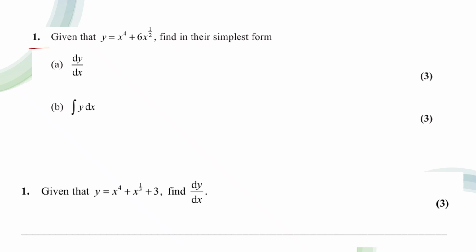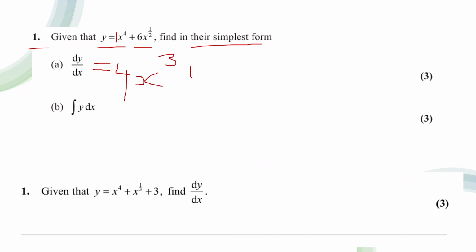Given that y is equal to x to the power of 4 plus 6x to the power of a half, find in their simplest form dy over dx. So the power goes down as a multiplier and the power goes down by 1. So think of it as 1x to the power of 4. 1 times 4 is 4. Then we're going to put x. We're going to knock 1 from the power. That's going to be 3.